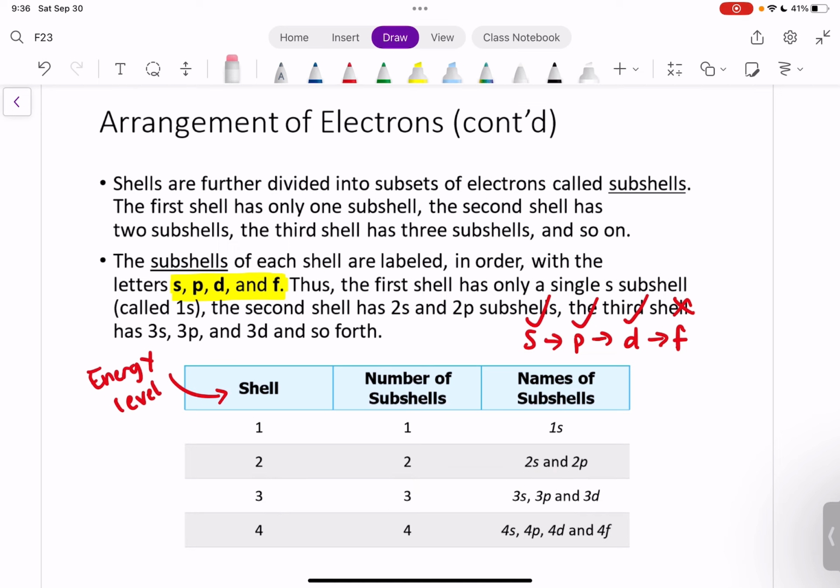Likewise for shell 4 or energy level 4, we have 4 subshells. So we make it through all of the S, P, D, and F. We call those 4s, 4p, 4d, and 4f.